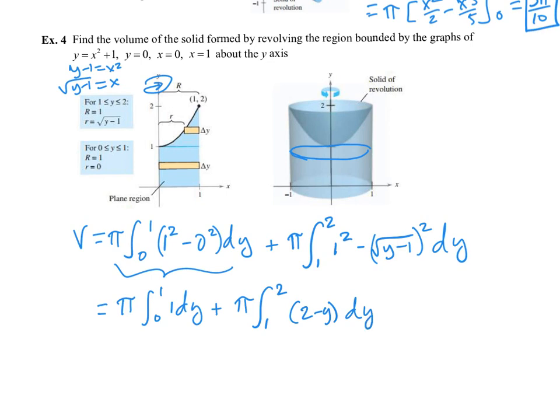And then let's just go ahead and take one more step and find the antiderivative. So this would be pi times the antiderivative of 1 with respect to y, which would just be y, evaluated from 0 to 1. And then plus pi times the antiderivative of 2 minus y, which would be 2y minus y squared over 2. And that would be evaluated from 1 to 2. Okay, so I think we'll stop there because you could take it from here to finish this problem.